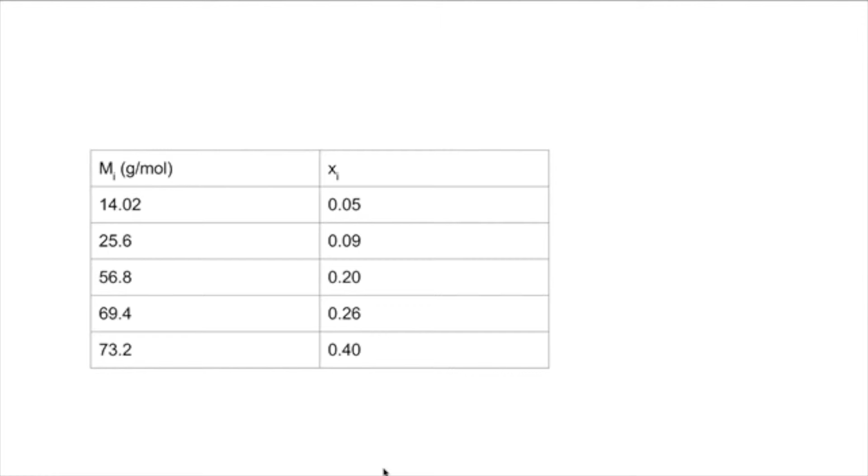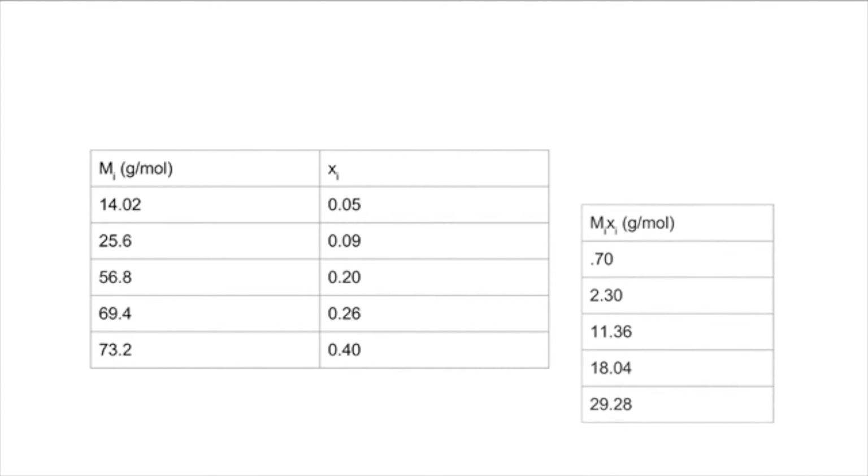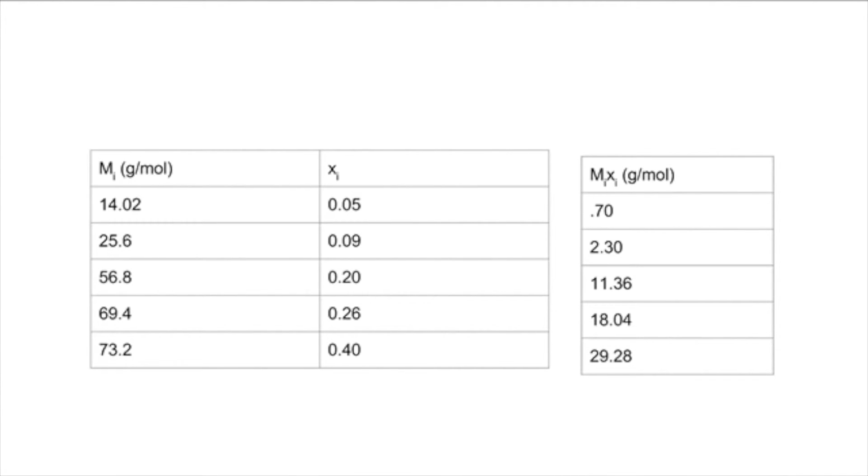In the data shown, the first column represents the molecular weight of a certain fraction of molecules, and the second column represents the fraction of molecules with that molecular weight. Given this data, the number average molecular weight would be calculated by multiplying the first column by the second, then taking the sum of these results. In this example, the resultant molecular weight is 29.28 grams per mole.